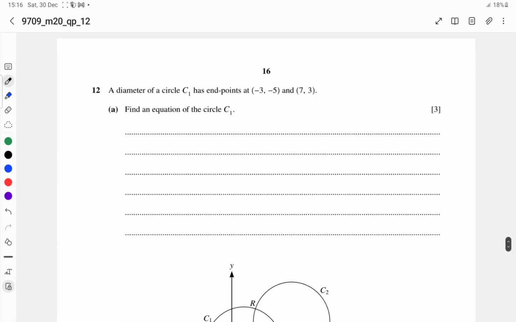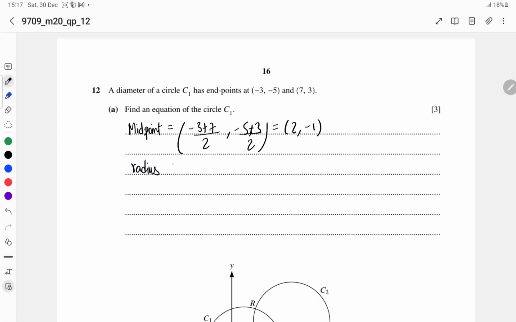So let's do the last question for today. The diameter of a circle C1 has endpoints at (-3, -5) and (7, 3). Find an equation of the circle, right? So we have these endpoints, so we can find the midpoint, which is going to be the center, obviously. So the midpoint is going to be (-3 plus 7) over 2, (-5 plus 3) over 2. It's going to be 4 over 2 is 2, and then -2 over 2 is -1.